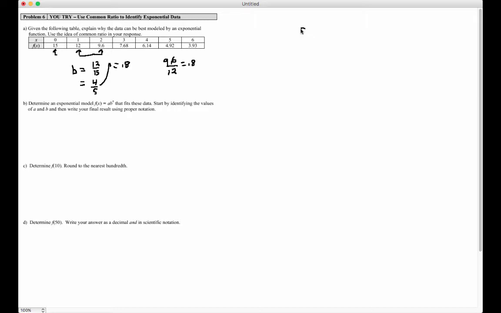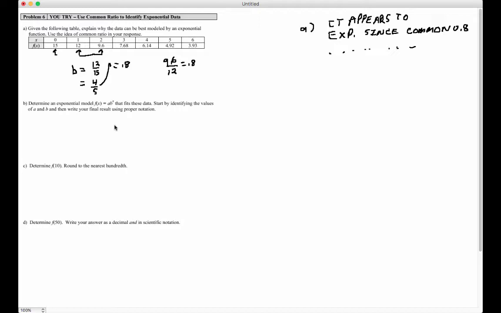So your response to part A here is it appears to be an exponential function. I'll let you finish the sentence. I'm just going to start it for you here: to be exponential since common ratio is 0.8. And probably one of the things you should be a little more explicit about is that that ratio remains consistent across all successive pairs in the y column. So you add that verbiage in here. I'll let you put that in.